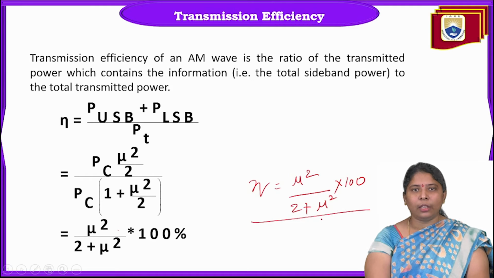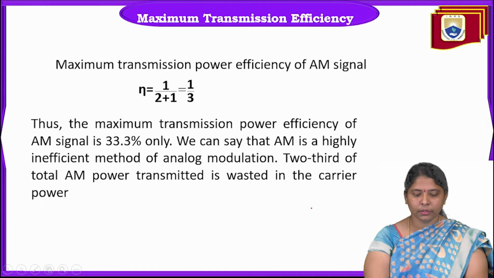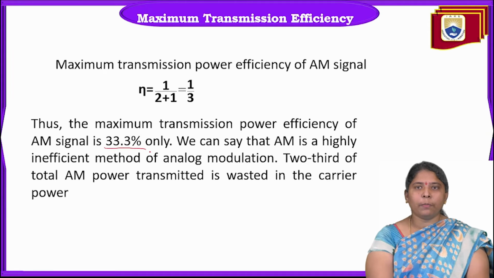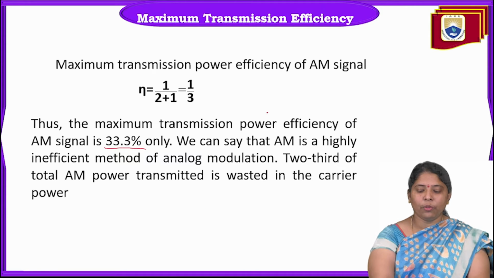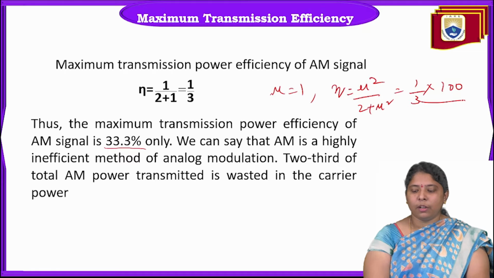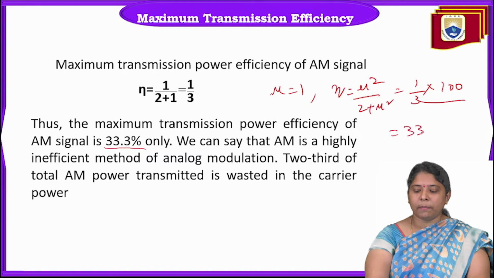Based on the mu value, it shows how much power is in the sidebands and how much power is in the carrier wave. The maximum transmission efficiency of an AM signal is 33.33%. When mu value equals 1, what happens? Efficiency is mu square by 2 plus mu square, that is 1 by 3 into 100%, which is 33%.